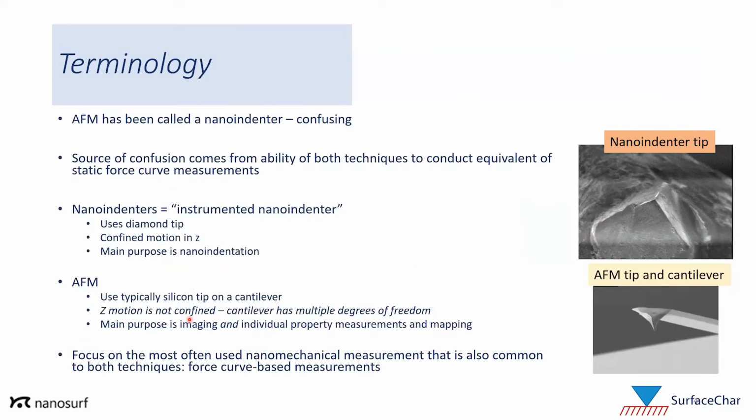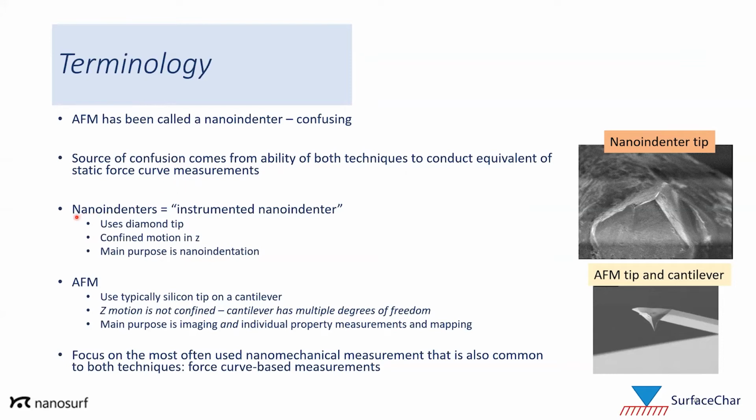So let's just start with terminology. AFM is sometimes called a nanoindenter. This is confusing and not very helpful. The source of this confusion comes from the ability of both techniques to conduct the force curve measurements that are the subject of today's webinar. So they can both do them, and that's why sometimes AFM, I have heard, been called a nanoindenter. I certainly try and avoid that kind of terminology.